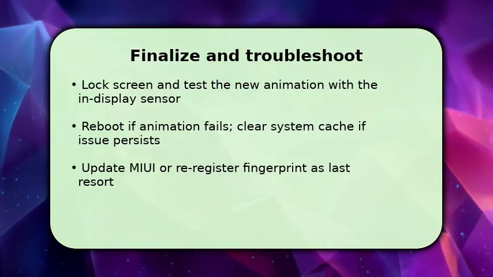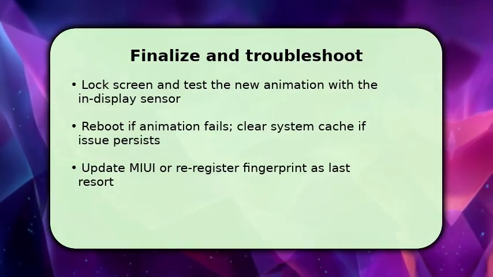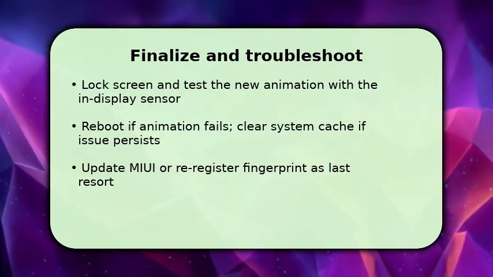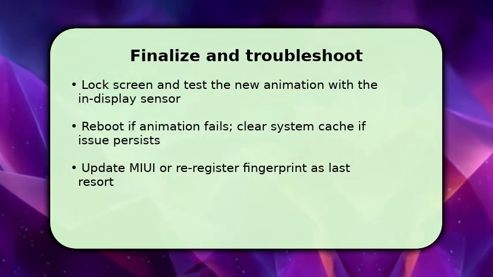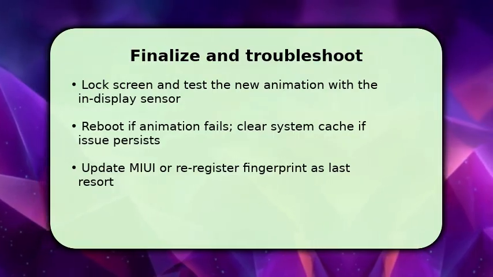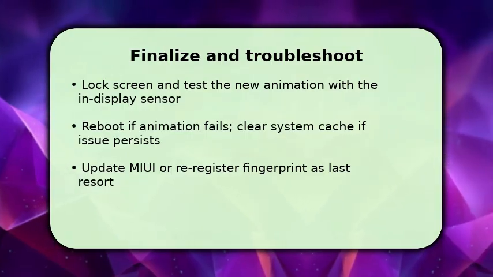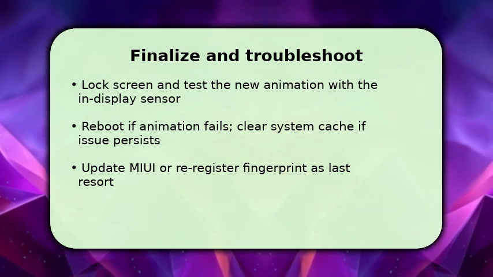authenticate. If the animation does not show, reboot the phone first and retest, because a restart often resolves temporary UI glitches. If problems continue, clear system cache or re-register the fingerprint and make sure MIUI is up to date. The key troubleshooting tip: if animations still fail after updates, re-registering the fingerprint usually restores animation visibility without data loss.